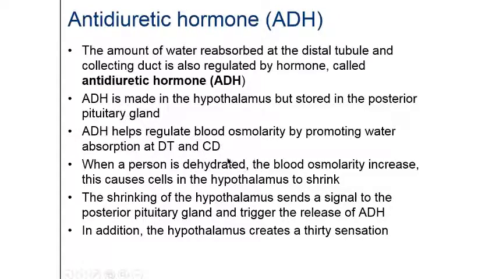When a person is dehydrated, when you don't have enough water in your system, then your blood concentration goes up. And when the blood concentration goes up, it will cause cells to lose water. Remember, water always goes towards the side that is more concentrated. As the cells lose water, the hypothalamus will shrink. By shrinking, the hypothalamus sends the signal down to the posterior pituitary gland that will eventually trigger the release of ADH. In addition, the hypothalamus will create a thirsty sensation because if your blood concentration is too high and you're dehydrated, the thing that makes sense to do is to drink some water.